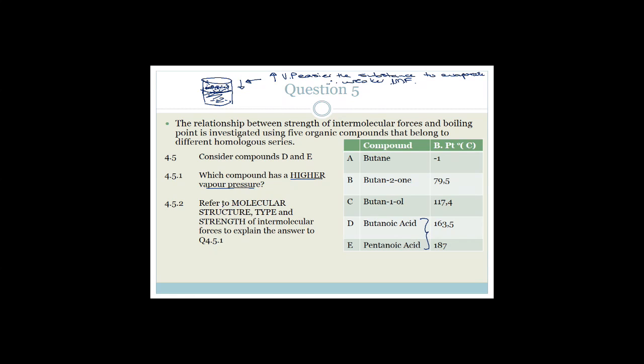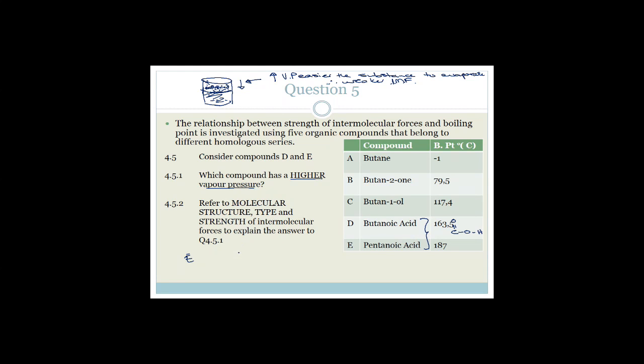So that's D. Now it says refer to molecular structure, type and strength of intermolecular forces to explain the answer. Oh, I've just done that, really. Okay, so can you see that both D and E have got hydrogen bonding. Okay, they've both got C double bonded O, OH, as their functional groups. And because of that, they've both got hydrogen bonding. But compound E has a larger surface area than compound D.